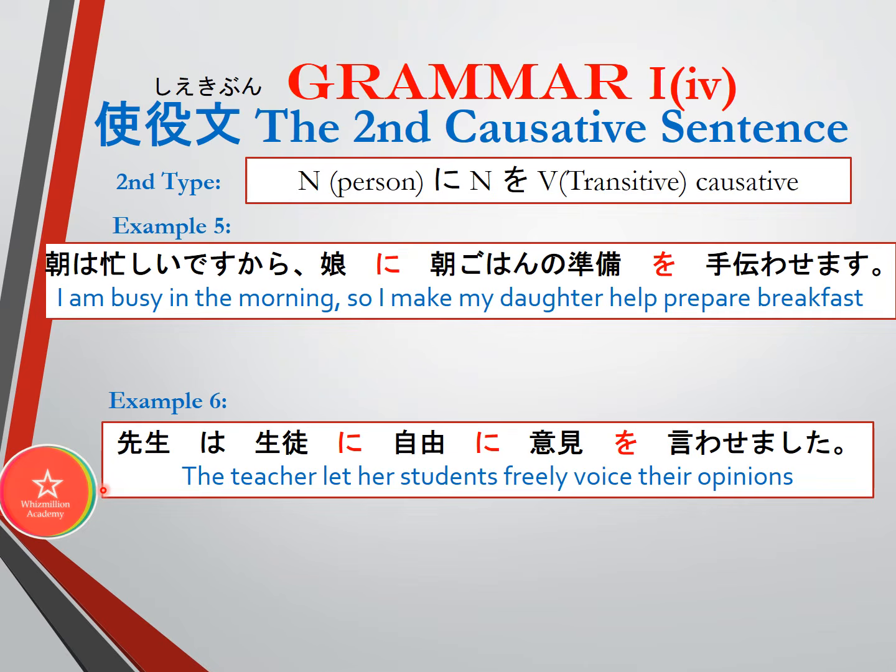Example 6. 先生は生徒に自由に意見を言わせました. The teacher let her students freely voice their opinion. Once again, the verb here is a transitive verb, so the particle attached to the person receiving the instruction or permission is ni. Then we have a noun here, ikenn, so the particle here is o, and we have an adverb here which explains the verb, so the particle here is ni. So we can actually have two ni in one sentence.